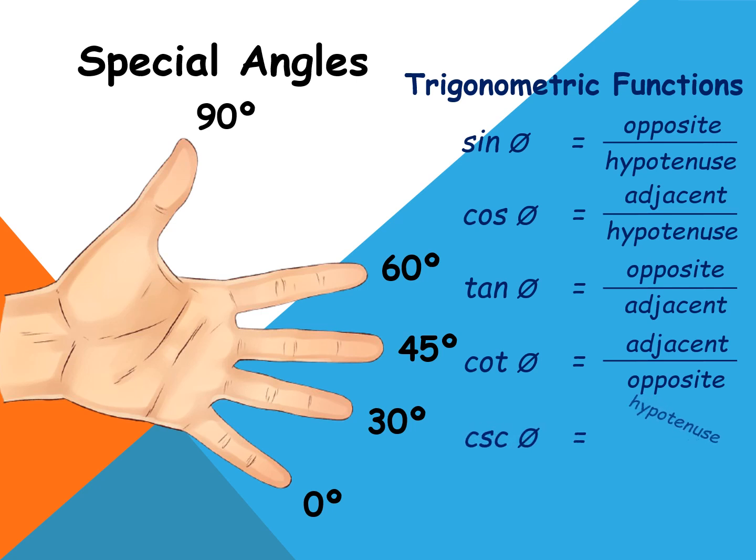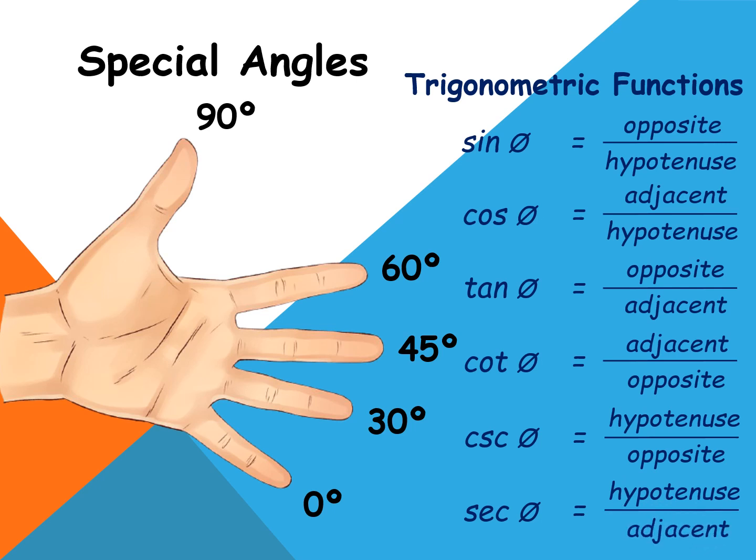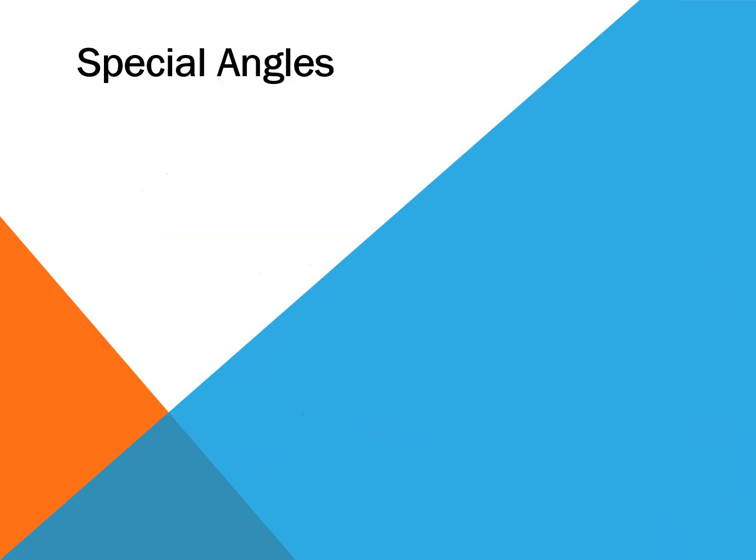Next, cosecant theta is equal to hypotenuse over opposite. Cosecant theta is the reciprocal of sine theta. And secant theta is equal to hypotenuse over adjacent, which is also the reciprocal of cosine theta.